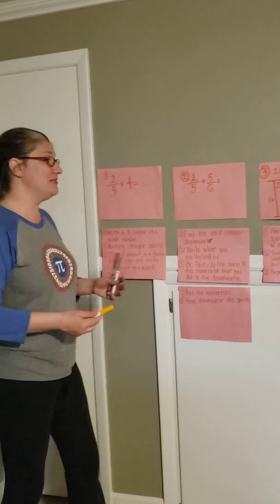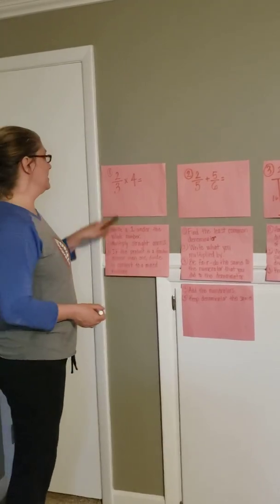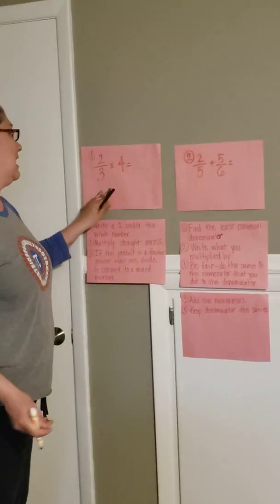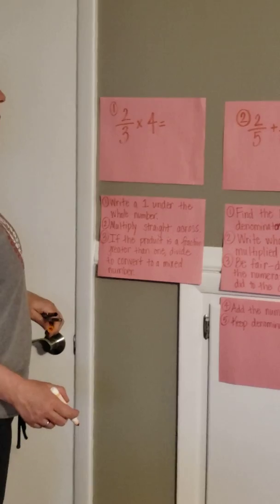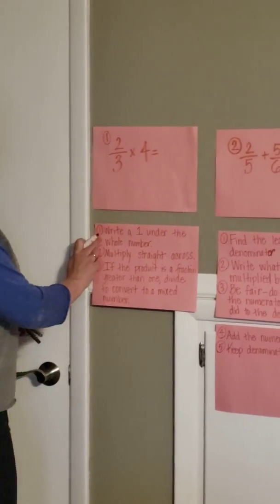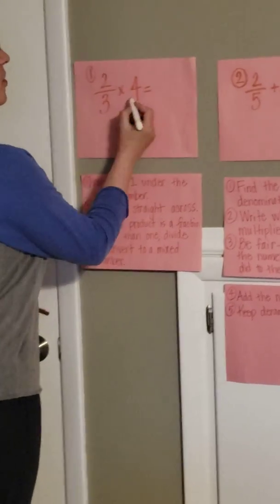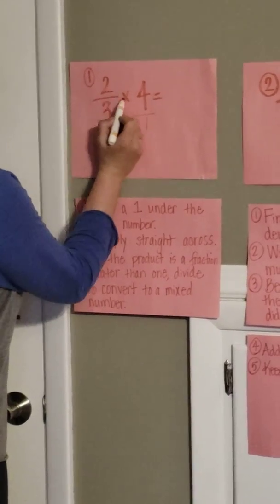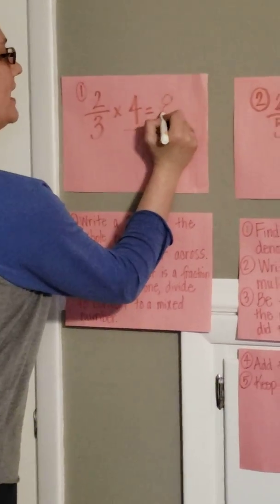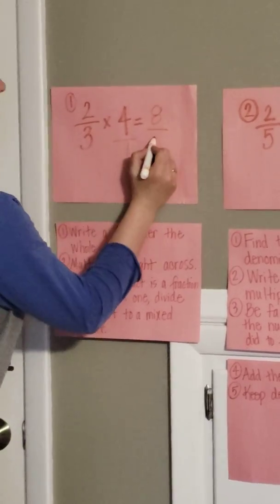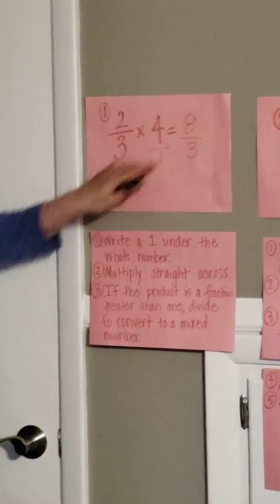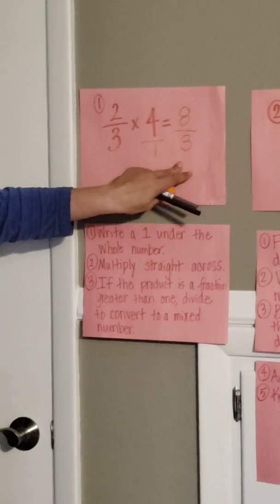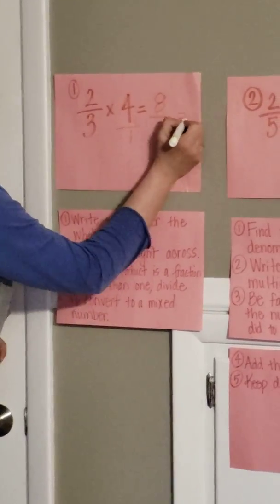Okay, so now that you've done it, we're going to go through the steps. Put a star if you put number 1 and copied the problem down correctly. 2/3 times 4. Number 1, write a 1 under the whole number. Number 2, multiply straight across. 2 times 4 is 8. 3 times 1 is 3. This is a fraction greater than 1, so I need to convert it to a mixed number.